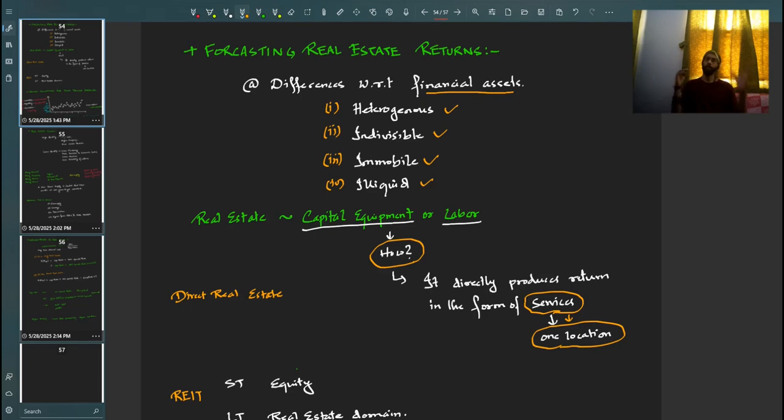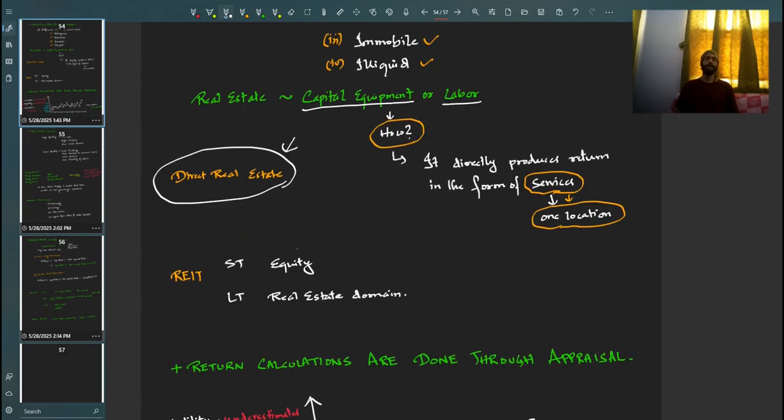Now here, whatever we have discussed, all these things are very much related to direct real estate. Here we are mainly talking about direct real estate, right? All these things pertain to direct real estate. Now, apart from direct real estate, there is also another way of investing in ownership of real estate, that is called REIT, Real Estate Investment Trust.